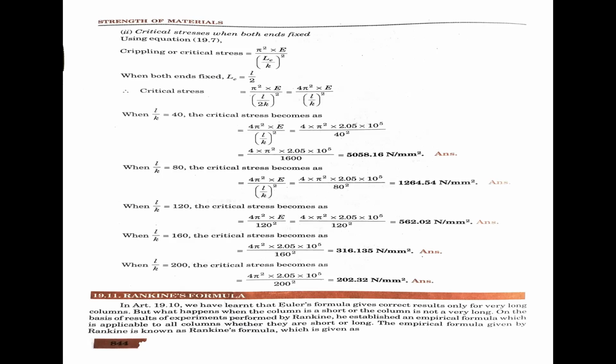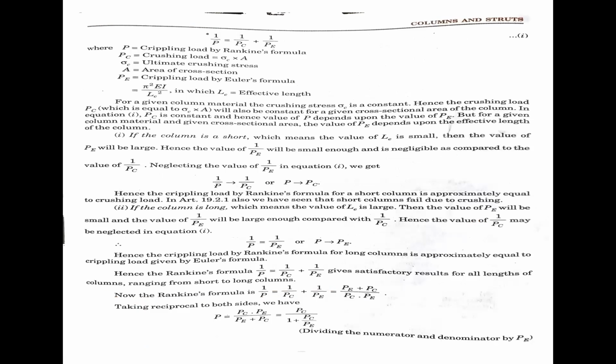I have to understand this one. Euler's formula gives correct results only for long columns. Rankine's formula gives the correct results for both long and short columns. That is the main concept for Rankine's formula. Now go to the derivation part.